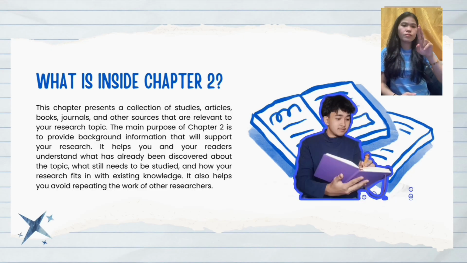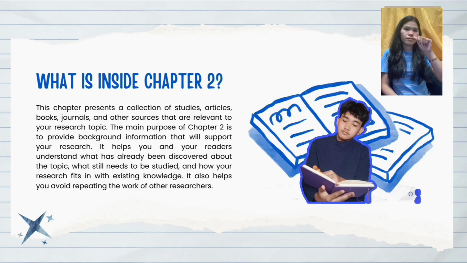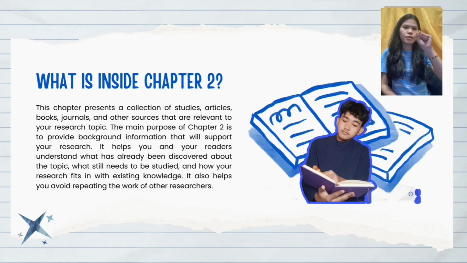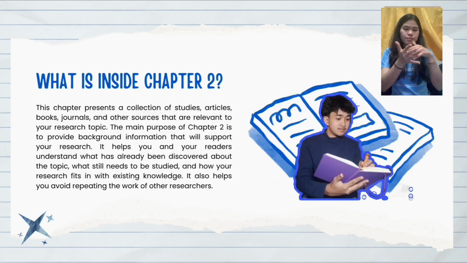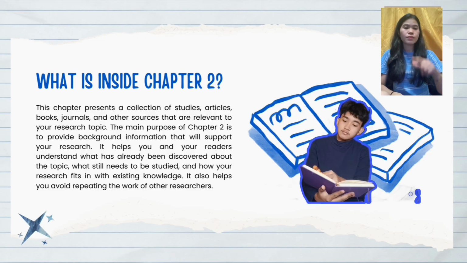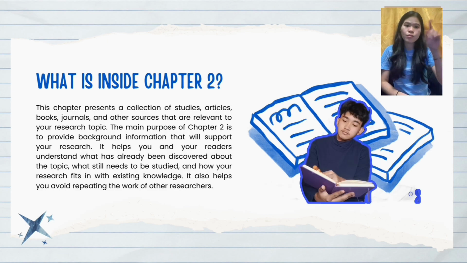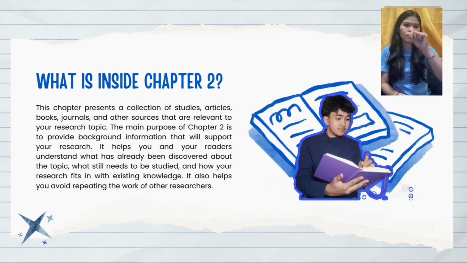And now, let's talk about chapter 2 of your research paper, or we call that RRL, or the Review of Related Literature. Now, let's talk about what exactly is chapter 2. What is Chapter 2? This chapter presents a collection of studies, articles, books, journals, and other sources that are relevant to your research topic. The main purpose of Chapter 2 is to provide background information that will support your research. It helps you and your readers understand what has already been discovered about your topic, what still needs to be studied, and how your research fits in existing knowledge. It also helps you avoid repeating the work of other researchers.